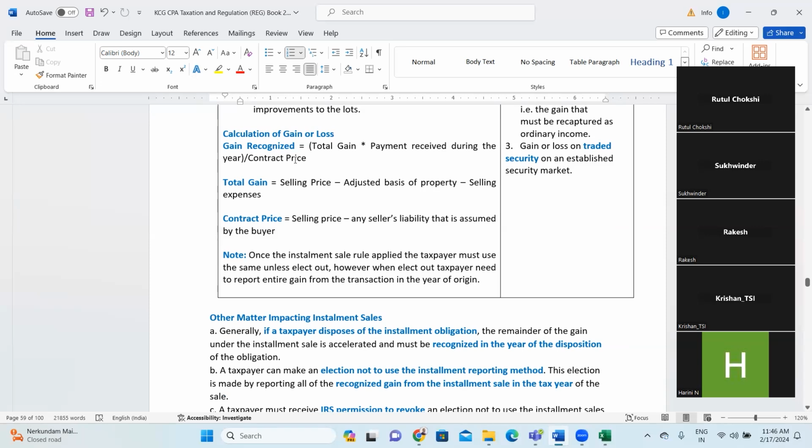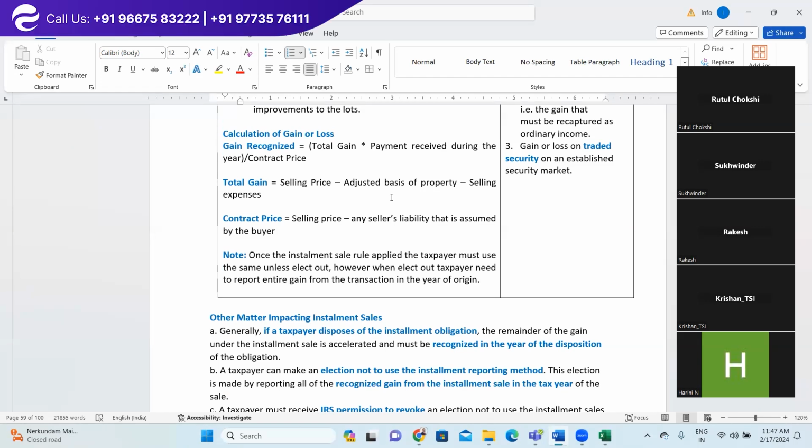So total gain is equal to selling price minus the adjusted basis of property minus any selling expenses. So all that you need to adjust. And the contract price is also very important for understanding purposes. Contract price is equal to sales price minus any seller's liability that is assumed by the buyer.